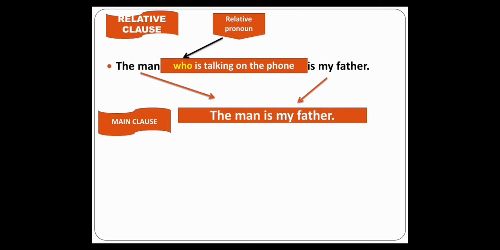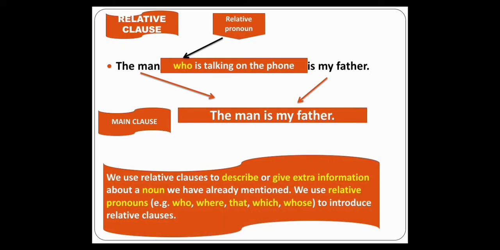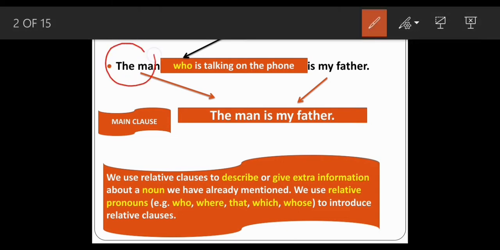So who is talking on the phone is a relative clause, and the purpose or the function of this relative clause is to describe or to give extra information about a noun we have already mentioned. So the noun in this case is the man. And who is talking on the phone is a piece of information that we need to understand who the man is. The man who is talking on the phone is my father.